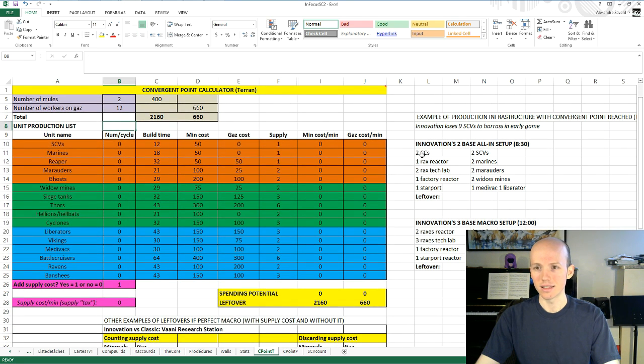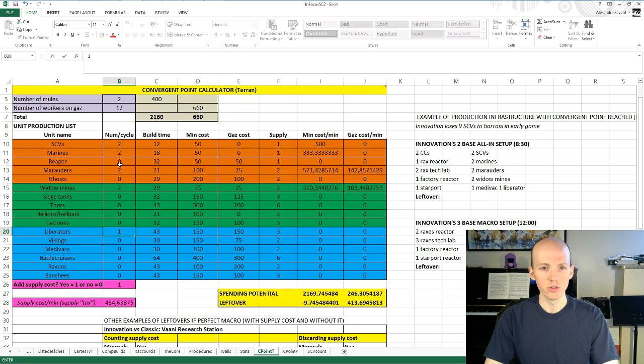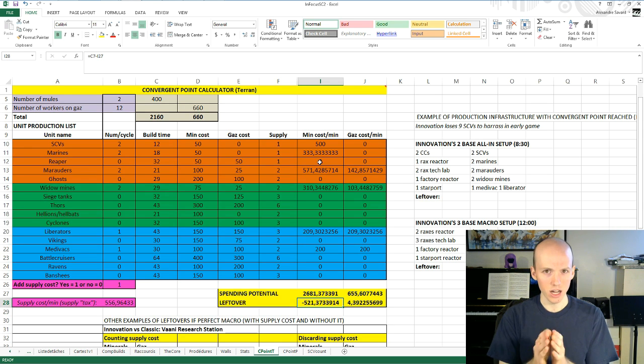Now that's his setup. He's got 2 CCs producing 2 SCVs at a time. He's got 1 racks on reactor producing 2 marines at a time, and 2 racks on tech labs for 2 marauders per cycle, and then 2 widow mines per cycle, and now and then he produces either liberator or medevac. So what we can see here is that, very surprisingly, Innovation's got pretty much too much production potential for his income.